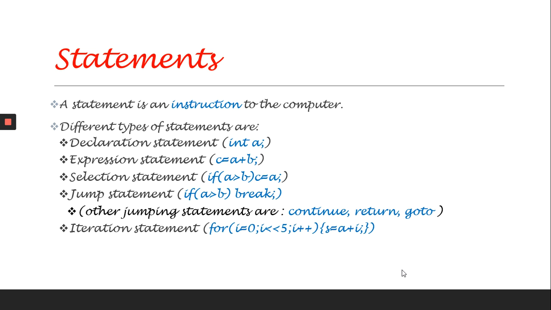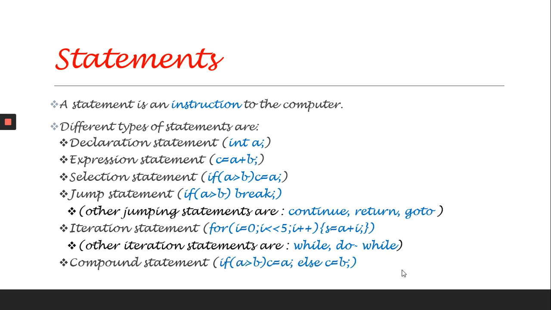So iterations means we will be changing a particular value again and again. There are other iteration statements such as while, do while, etc. All those things we will be dealing in detail later. Then a compound statement. A compound statement means more than one statement is existing together in a statement.